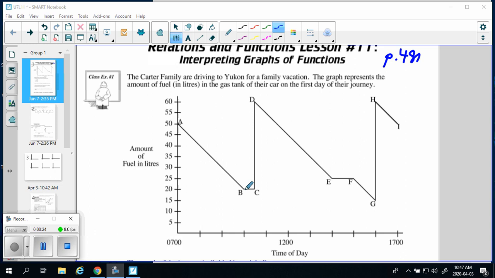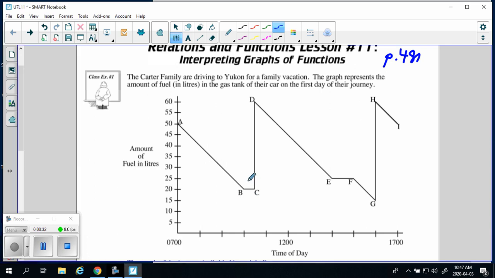And if you really wanted to, you could read based on the time of day how many hours they stopped for. So you would have to figure that out. We could say that they stopped. And we could guess that each of these is a 7 o'clock, 8 o'clock, 9 o'clock, 10 o'clock, 11 o'clock. So they stopped for probably about half an hour.